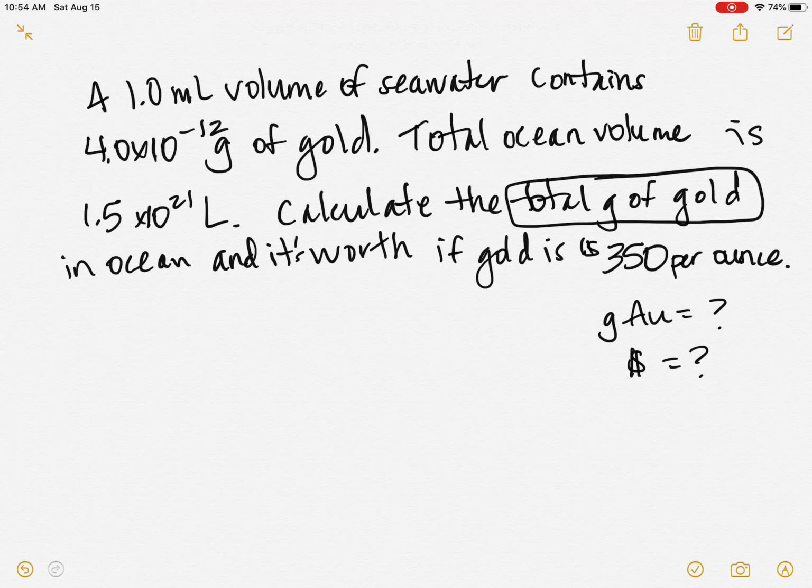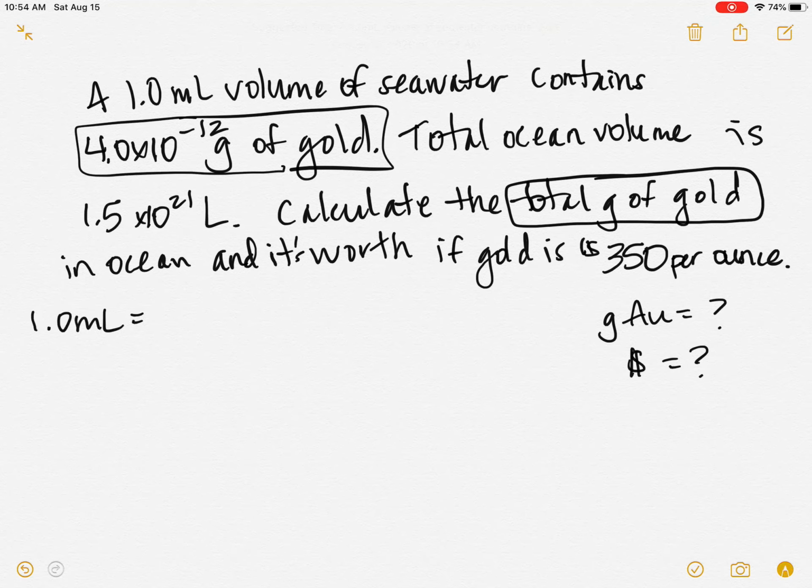So let's start with grams of gold. Now, there have to be grams in this problem somewhere because that's what I'm interested in obtaining. And there it is, it's right here. So obviously I have to work with that. But that's just the amount of gold that's in 1 milliliter of ocean water. So can you see that that's going to be a conversion factor? 1 milliliter of ocean water is equal to 4.0 times 10 to the negative 12 grams of gold. Right, that's a conversion factor.